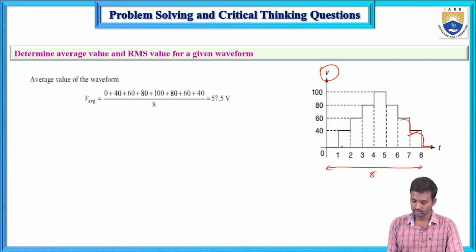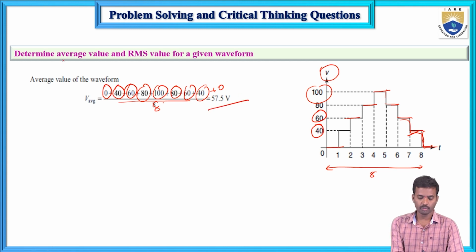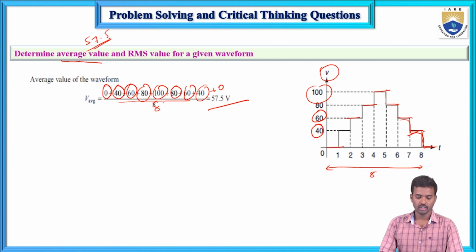So now, 0, 0, 40, 40, 60, 60, next 80, next 100, next 80 again, 180, next 60, next 40, next 0, plus 0, and divided by the total time period, which is 8. This value is 57.5, the average value for this particular waveform.